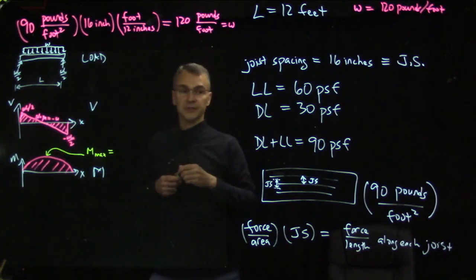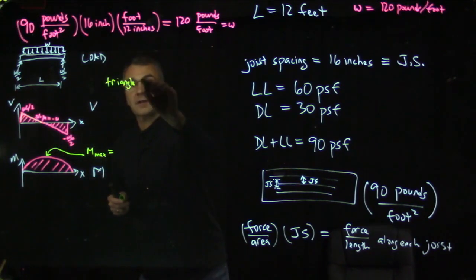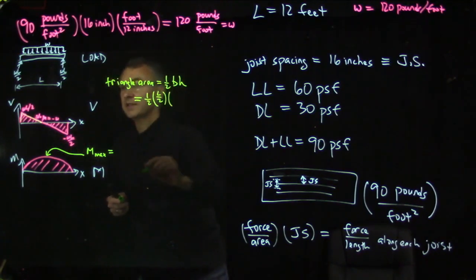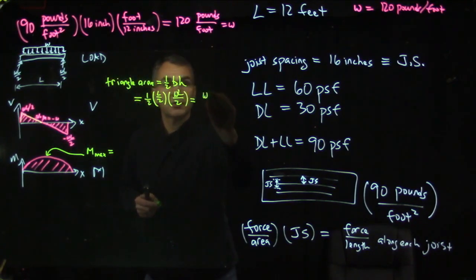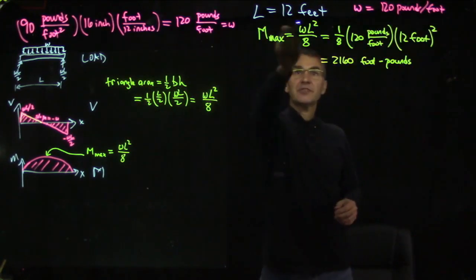And that maximum value will equal the area under this triangle. So for a triangle, area is 1/2 base times height, so that's 1/2 times L over 2, since this is L over 2, and then that height is WL over 2. So this must be WL squared over 8. Using this, Mmax is WL squared over 8.